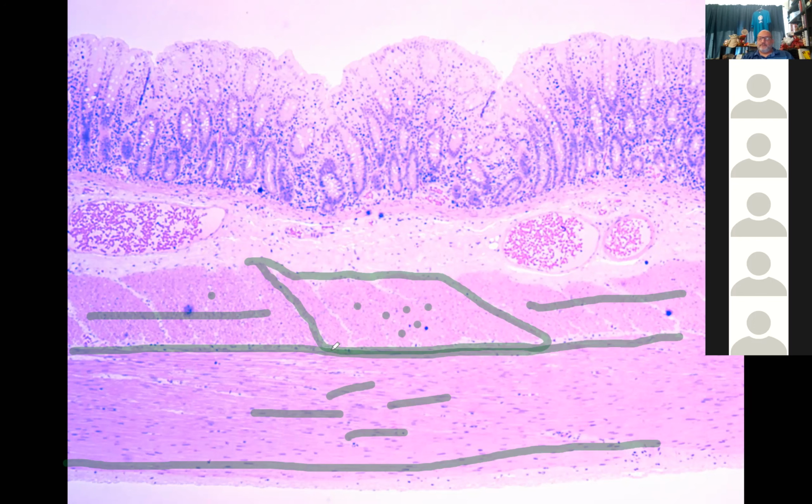Go ahead. If you cut it differently, like vice versa. Yeah, absolutely. If instead we had cut this tissue this way, then yes, you would see the circular layer in a longitudinal section, and you would see the longitudinal layer in a transverse section. Okay.